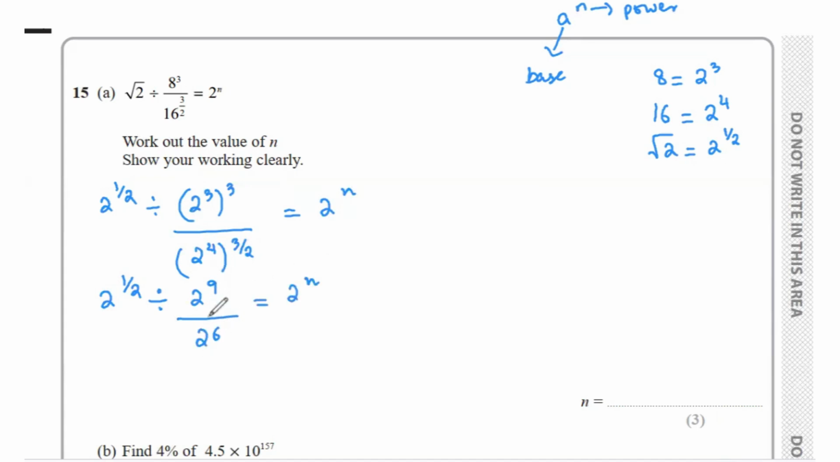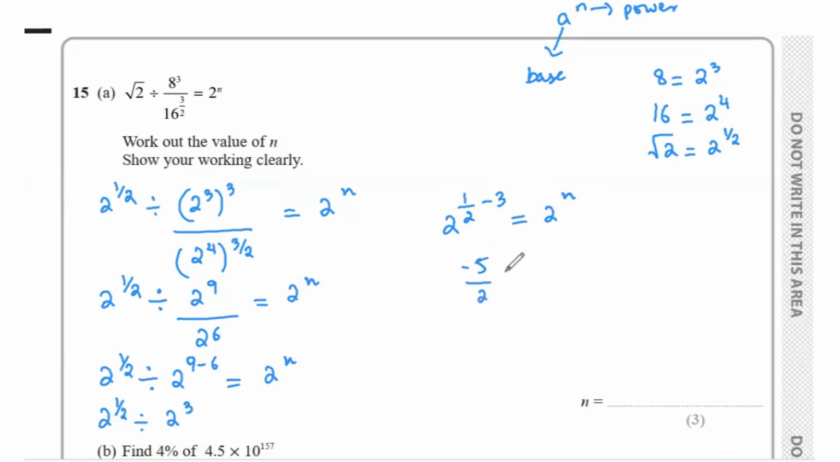Now, whenever we have similar bases being divided, we subtract the powers. So that's going to be 2 to the power of 9 minus 6, which is 2 to the power of 3. Once again, similar bases being divided, we subtract the powers. So 1 over 2 minus 3 equals 2 to the power of n, and 1 over 2 minus 3 is negative 5 over 2. With the same bases on both sides, we put the powers equal to each other. So we can write it as negative 2.5. That's your answer.